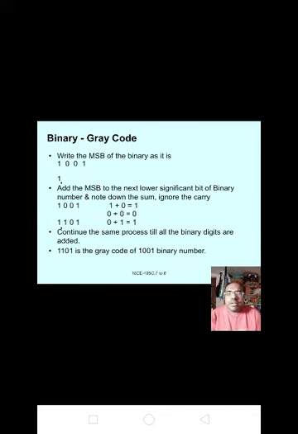Example, write binary to gray code. Write the MSB of the binary as it is. Here the example is 1001. That is, the MSB, 1, is written as it is. Now add 1 plus 0, that is 1. 0 plus 0, it is 0. 0 plus 1, it is 1. The answer is 1101. It is the gray code for the binary number.